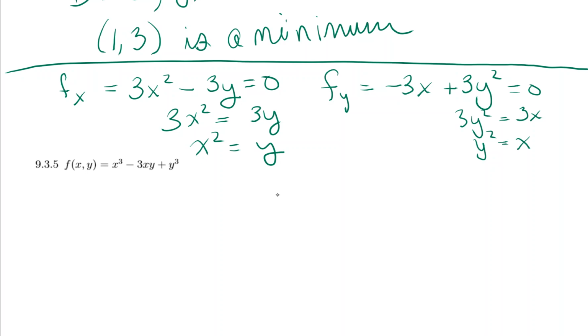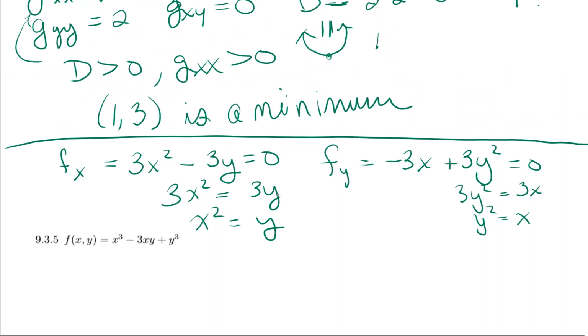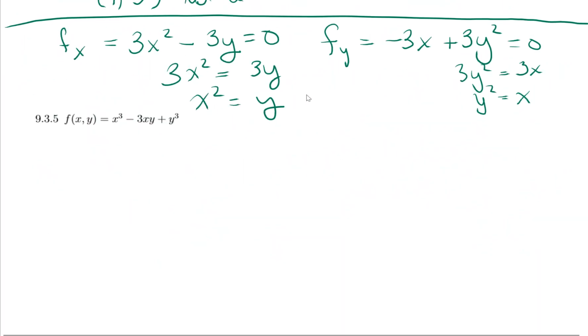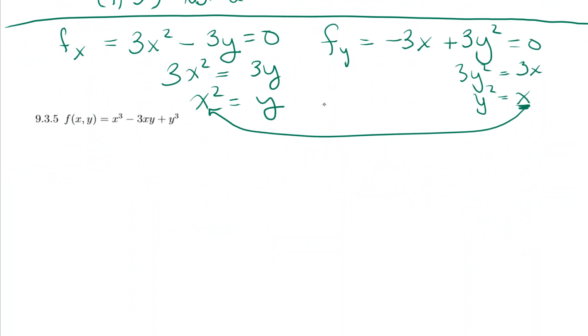How am I going to do this? I've got to substitute. So since x is y squared, it's doing that again. I keep accidentally tapping my mouse. I apologize. Since x is y squared, I'm going to replace x with what it's equal to and then solve.